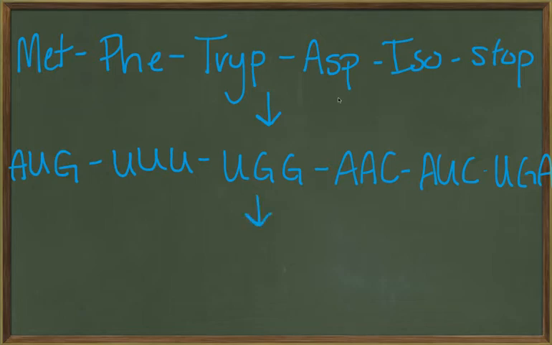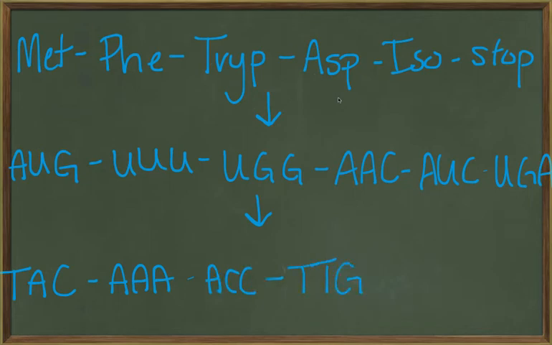Now take it all the way back to the very beginning, to my DNA sequence: T, A, C, and then A, C, C, T, T, G, T, A, G, and then A, C, T. So you can work backwards now. You better know how to go forwards as well as to go backwards.